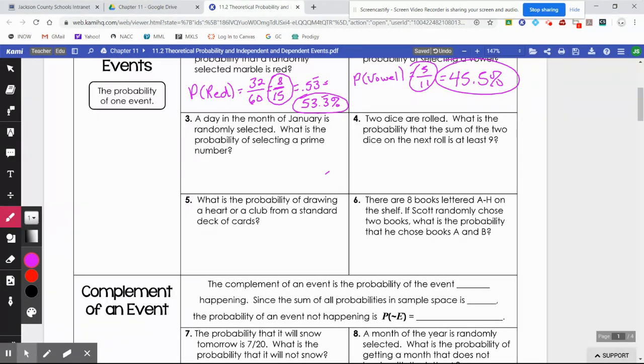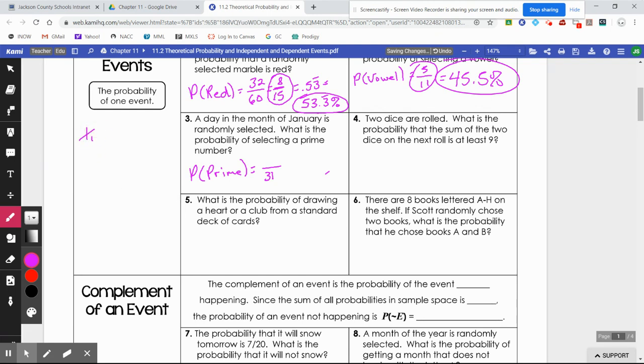Number 3. A day in the month of January is randomly selected. What is the probability of selecting a prime number? Okay, first off, the probability of getting a prime. If we're selecting a day in the month of January, we know there's 31 total days. I'm going to go ahead and write that down. But of those, how many numbers in the numbers 1 through 31 are prime? Let me just remind you real quick about prime numbers: the number 1 is not prime.